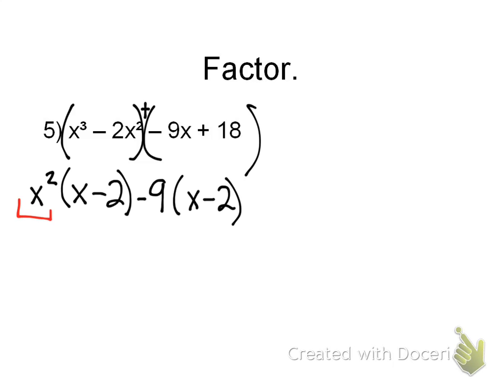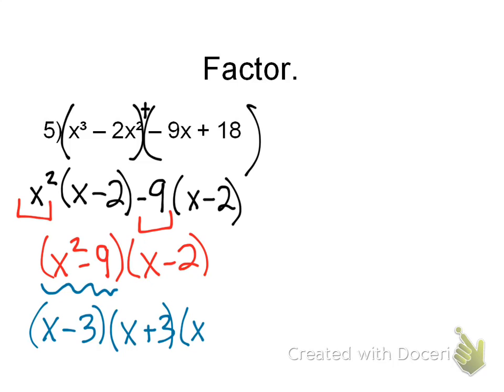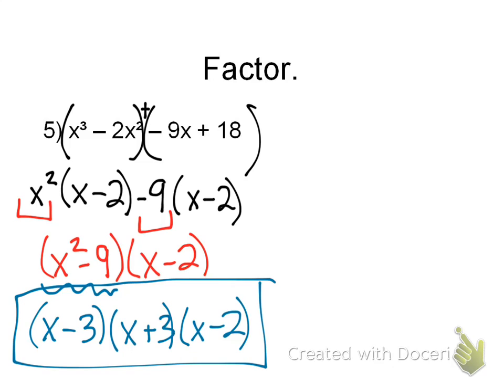What you pulled out becomes one binomial. The leftovers becomes the other. Are we done? No, we are not done. Why? That's a difference of 2 squares. Good. So now I have x minus 3, x plus 3, x minus 2. Wonderful.